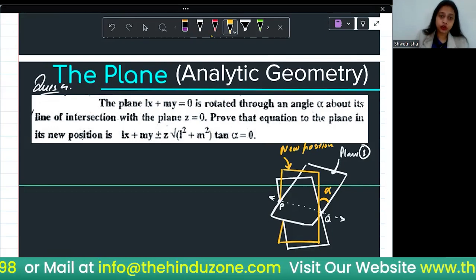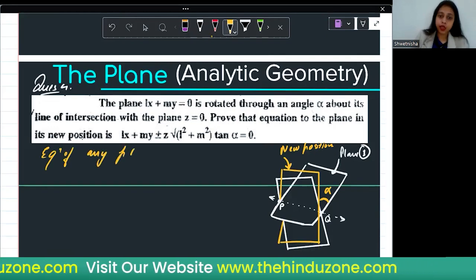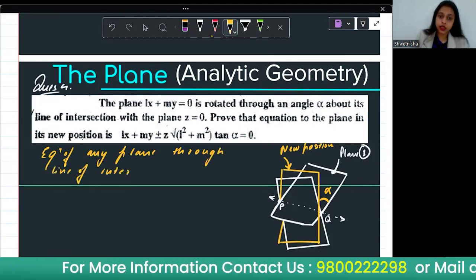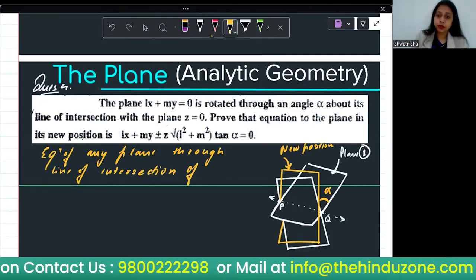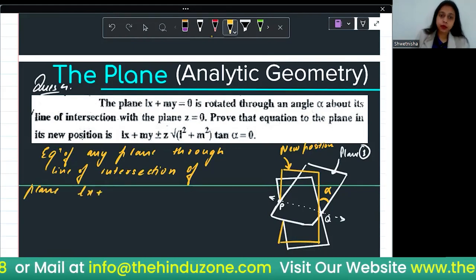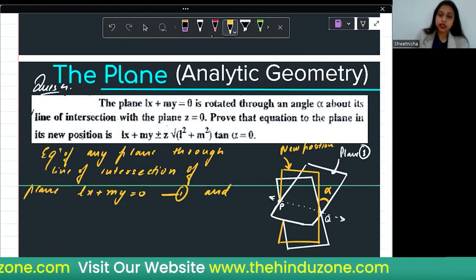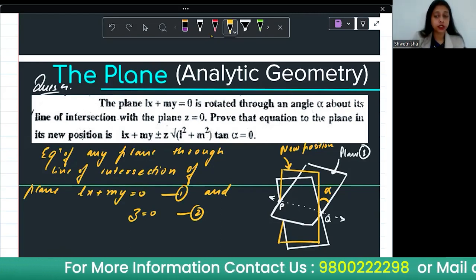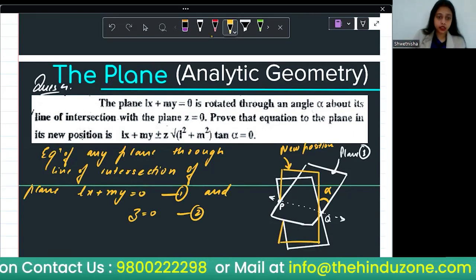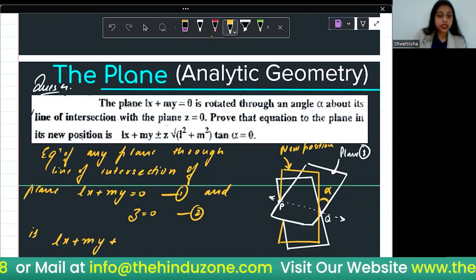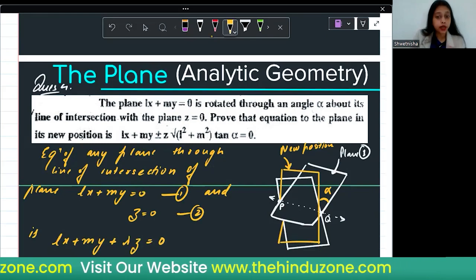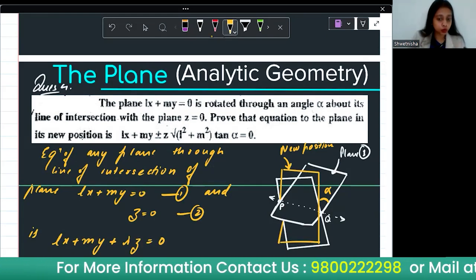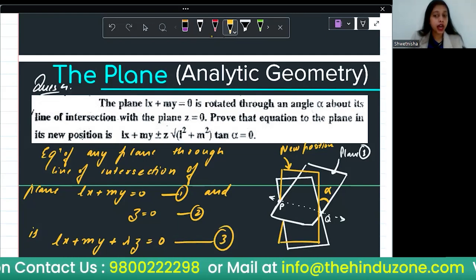Let's start. So, the equation of any plane through the line of intersection of two planes, the plane Lx plus My equals 0 first and z equals 0 second. This plane in the new position is the plane which is passing through the line of intersection of the two given planes, and we know how to find it. This is Lx plus My plus lambda times z equals 0. Lambda is a constant. Now to find the value of lambda, we have this additional information that the new plane, plane 3, is making angle alpha with plane 1.